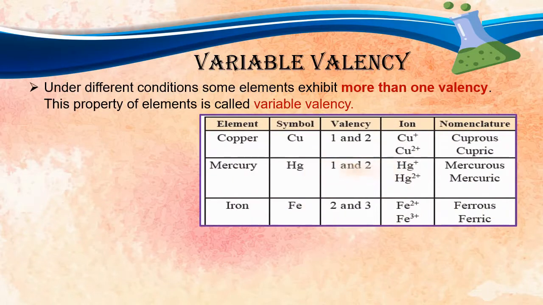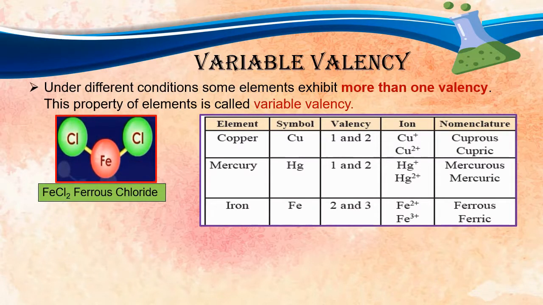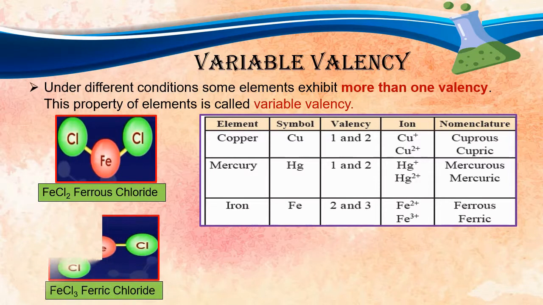Here in the table, some elements like copper, mercury, iron that exhibit variable valency are shown. Iron, that is Fe, exhibits the variable valencies 2 and 3. Therefore, iron forms two compounds with chlorine, FeCl2, that is ferrous chloride, and FeCl3, that is ferric chloride.